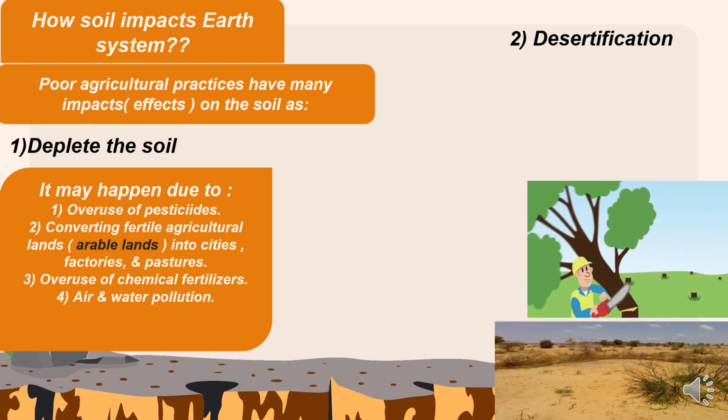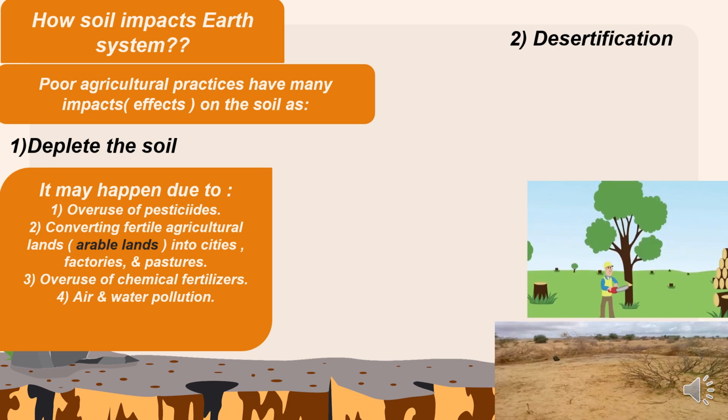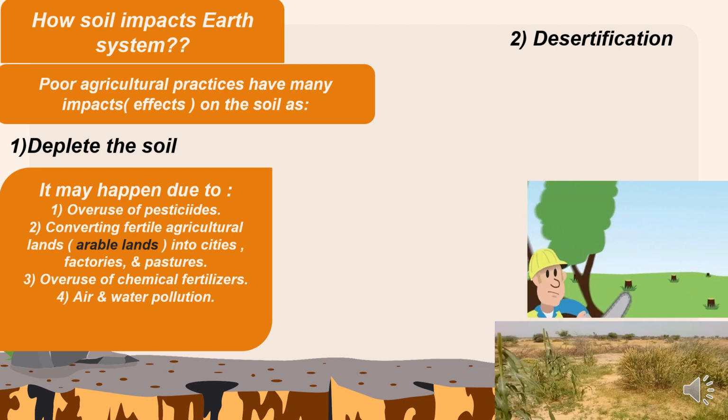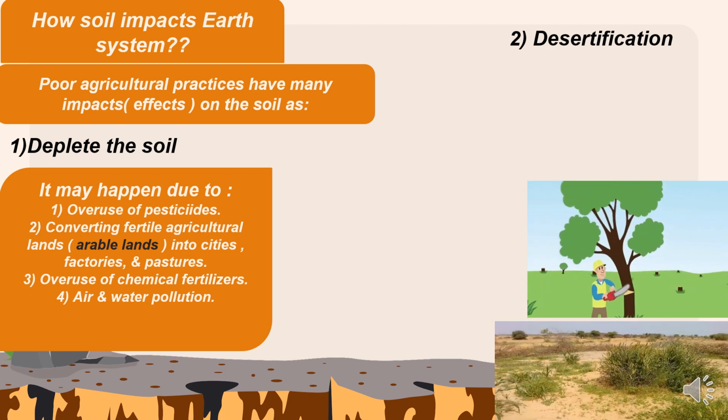As number two, converting fertile agricultural lands into cities, factories, or pastures is gonna negatively affect the soil. And also overuse of chemical fertilizers and air and water pollution.